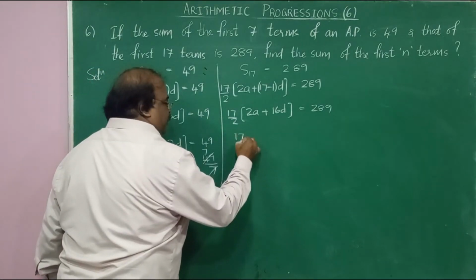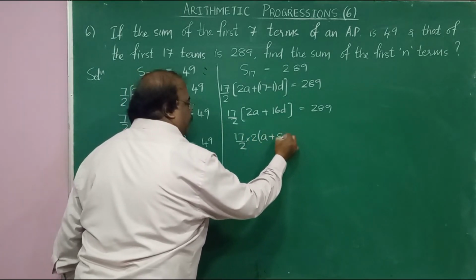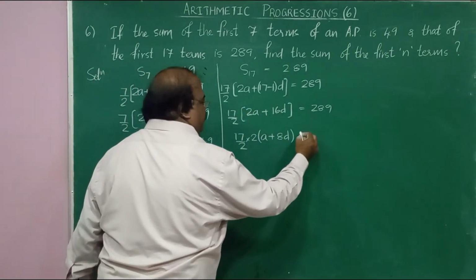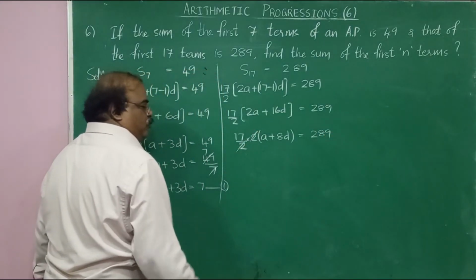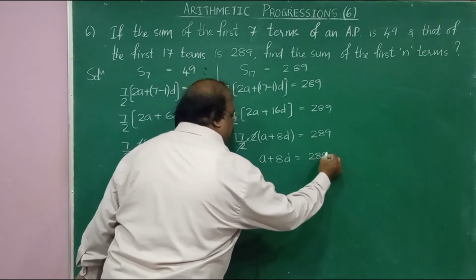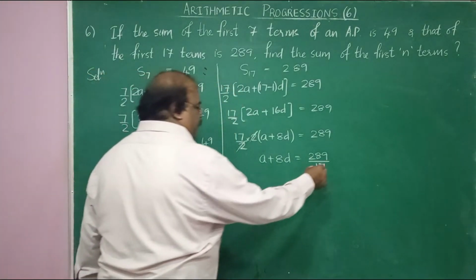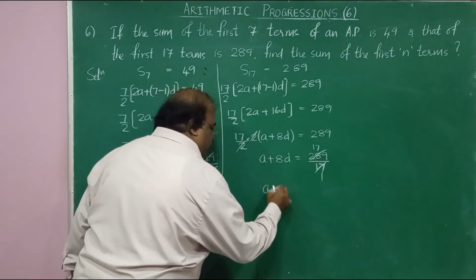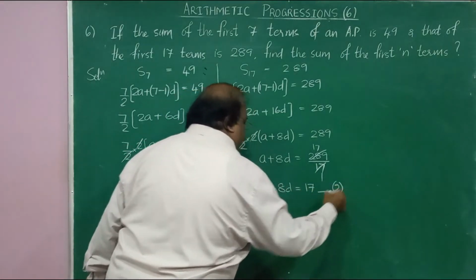Next step, 17 upon 2, common factor here, 2 into bracket a plus 8d. 2 into a, 2a, 2 8s are 16, is equal to 289. Cancel 2 and 2. So you get 17 into bracket a plus 8d is 289. That 17 going that side goes to the denominator. 289 upon 17 is 17. So you get a plus 8d is equal to 17.